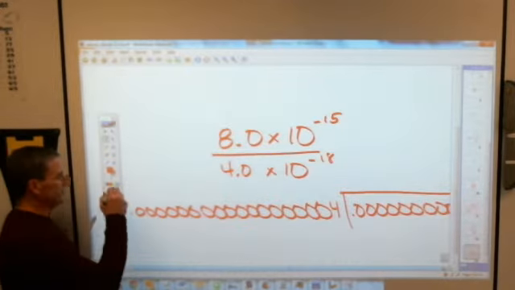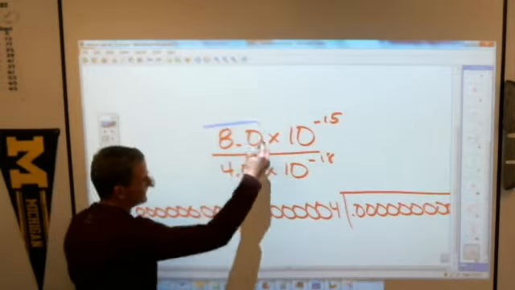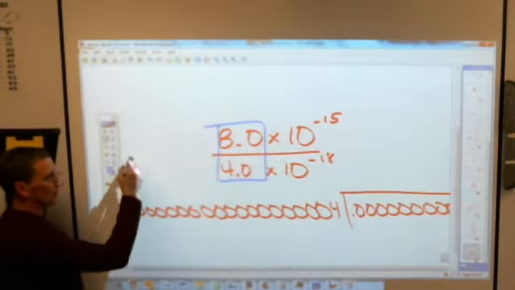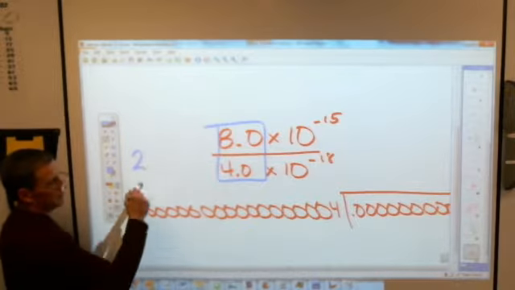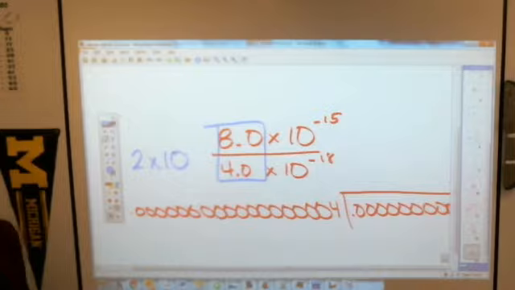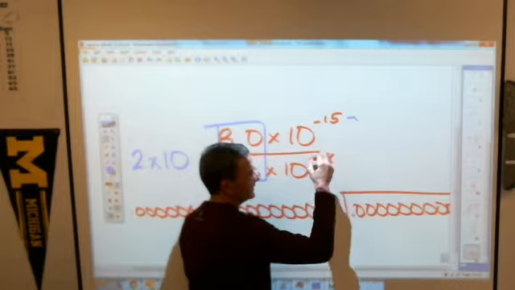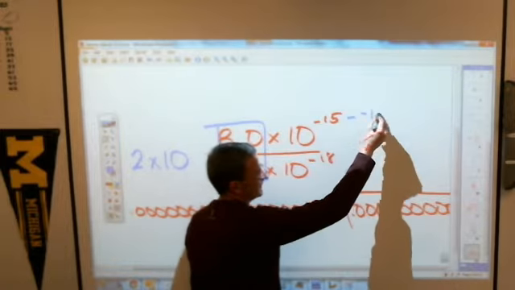What is going to be my answer here? How is this different than multiplication? Well, it's division, so you divide these left things. What is 8 divided by 4? 2. I put my times 10. What's the difference now? I don't add those numbers together. I have to subtract. And here's where you have to be careful, because look what you're doing. You are subtracting a negative 18.